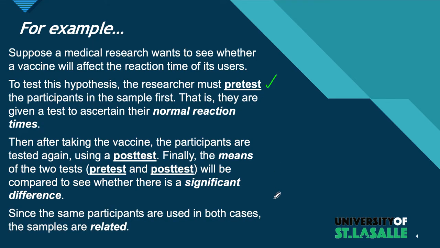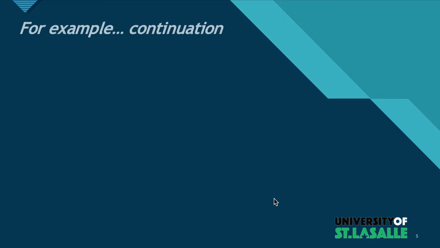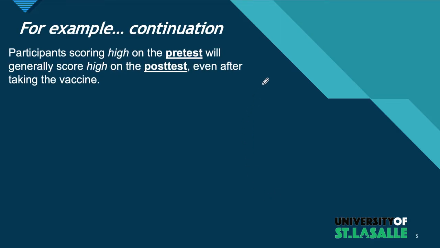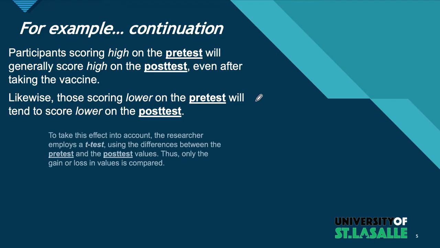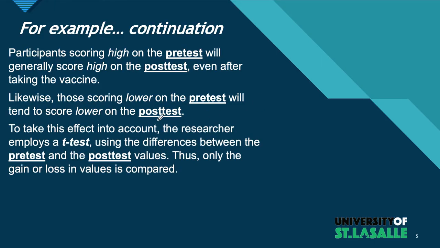Since the same participants are used in these cases, the samples are now related. So participants scoring high in the pre-test will generally score high on the post-test, even after the vaccine. And likewise, participants scoring lower on the pre-test will tend to score lower on the post-test. To take this effect into account, the researcher employs a t-test using the differences between the pre-test and the post-test values. Thus, only a gain or loss in values is compared.